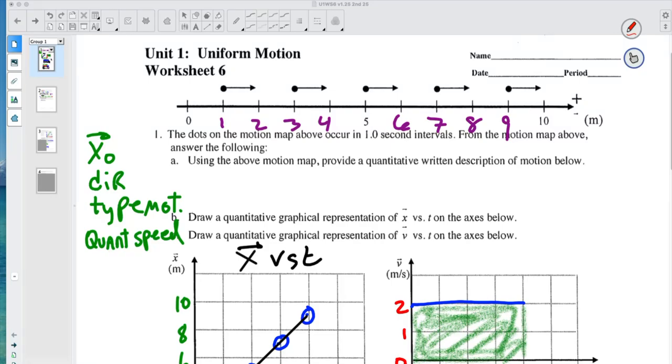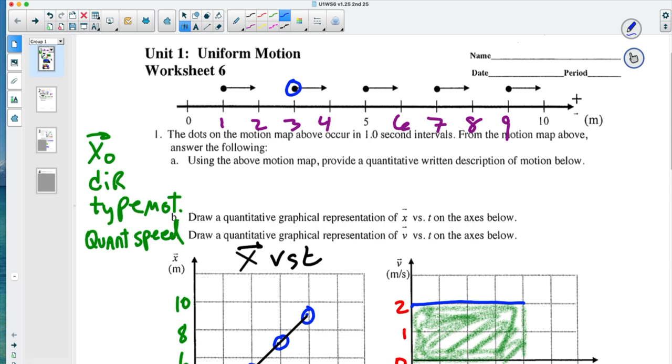So revisiting worksheet 6, they gave us a motion map that was quantifiable, so we went ahead and added the positions down below. Remember, this is a position line. Each dot and arrow represents a unit of time. So at 0 seconds, the object was at 1 meter. At 1 second, it was at 3 meters, and so forth. So these 5 symbols represent a total of 4 seconds.